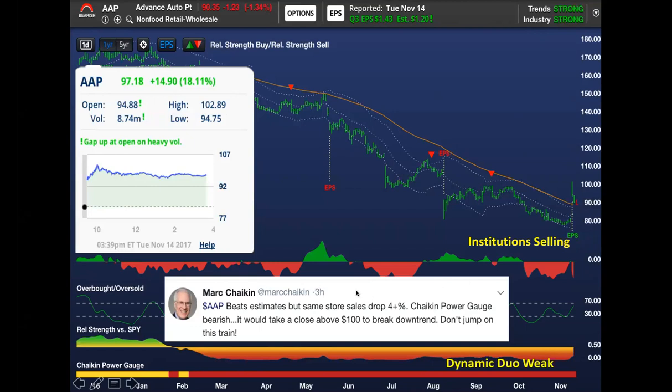And because I like to follow up our recommendations for our clients, I tweeted, Advanced Auto Parts beats estimate, but same-store sales dropped 4%. That's not good. Chaikin Power Gauge is still bearish. It would take a close above 100 to break the downtrend. Don't jump on this train. And sure enough, the stock spiked up, made a high of almost 103 just two days ago. And today it was trading at 90. So what the Power Gauge did was help you avoid getting sucked in to what looked like a reversal in the stock price. Will that work every time? Absolutely not. Nothing does. But follow the discipline, as you'll see, and your options trading will improve dramatically.